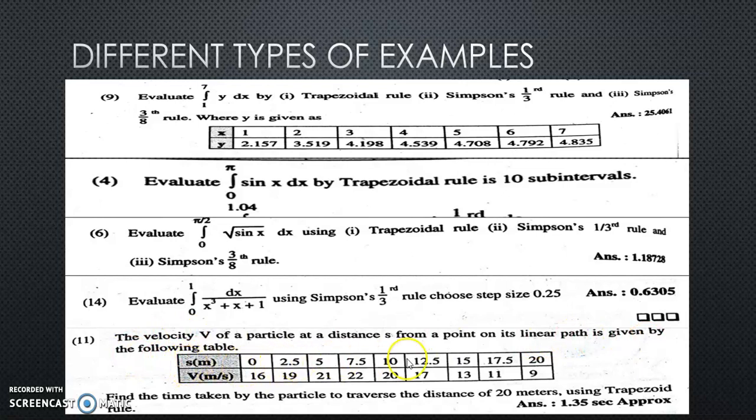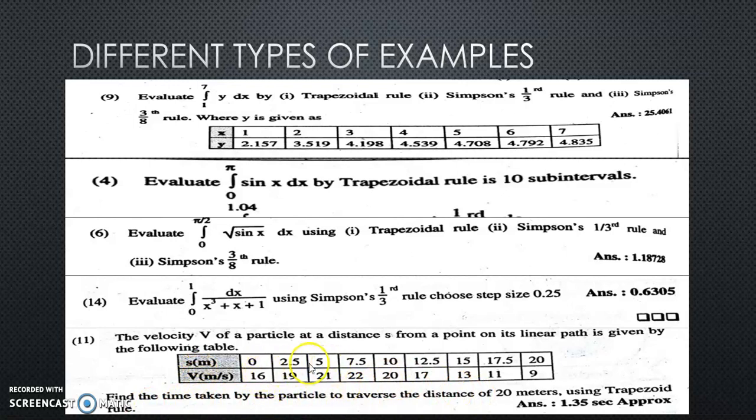So s is given, s is the distance, v is the velocity given. Find the time taken by the particle to traverse the distance of 20 meters. So you are supposed to find the time. What is given to us? The distance is given and the velocity is given, and you are supposed to calculate the time.